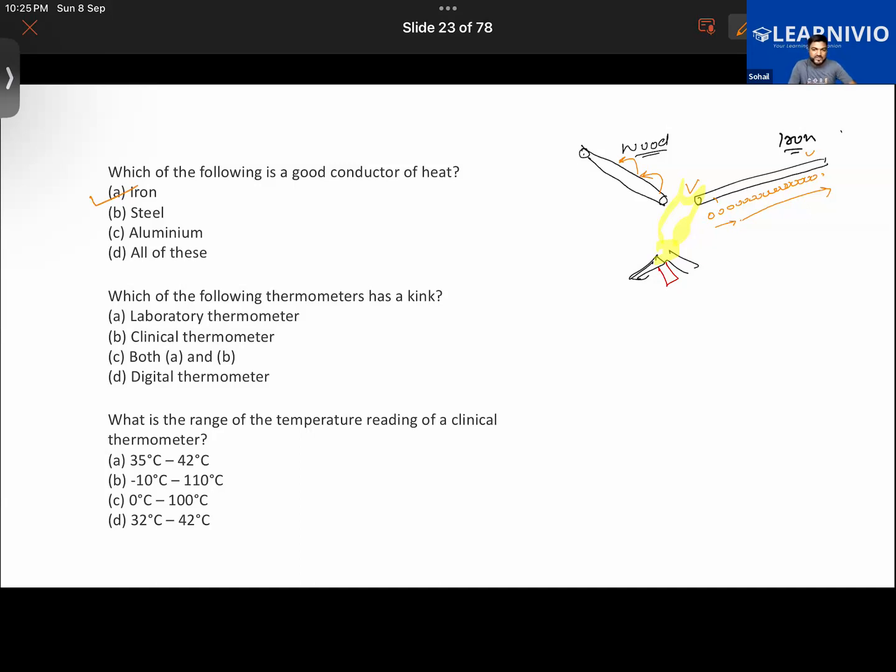Okay, have you guys answered this one? I haven't numbered the questions. No, this is the seventh one, this is 8 and 9. But the 8 ones for 7 you have answered. Okay, I didn't see that steel and aluminum are also there. All of these. Good. For 8 you have answered. That is correct. Good. And the ninth one also you guys answered. What is the range of temperature reading of a clinical thermometer?